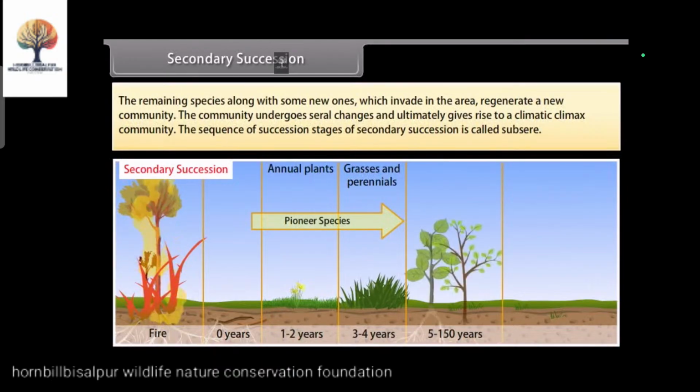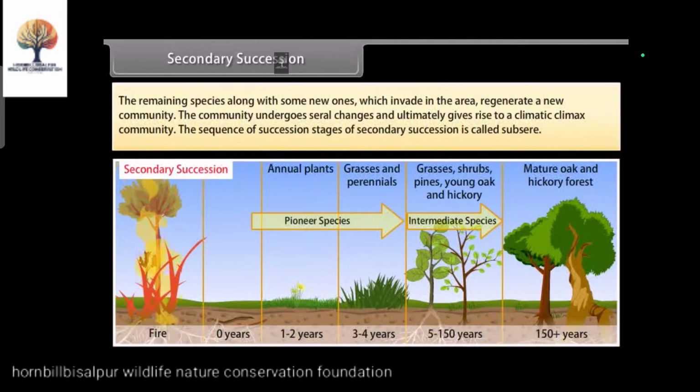The community undergoes several changes and ultimately gives rise to a climatic climax community. The sequence of succession stages of secondary succession is called subsere.